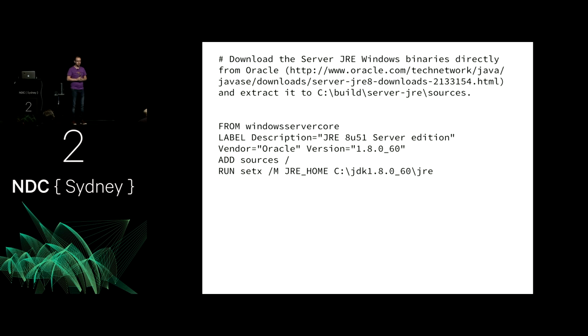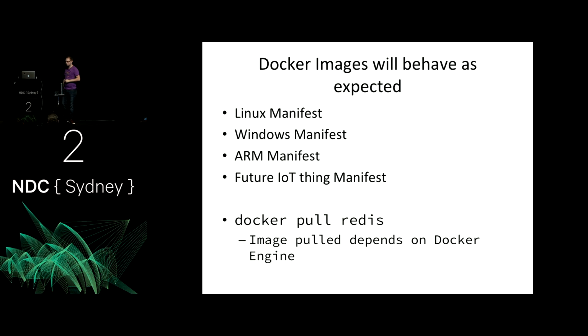For things like Java, it looks and feels the same. In this case, because of licensing and Oracle, you have to go and download certain files from the Oracle website, copy all of them into a certain directory, and then manually, using the ADD command, add them into the Docker image as it's being built. But it works and feels the same.